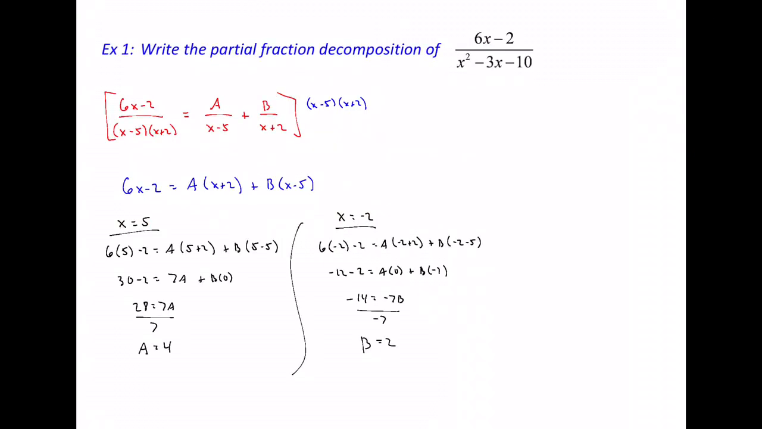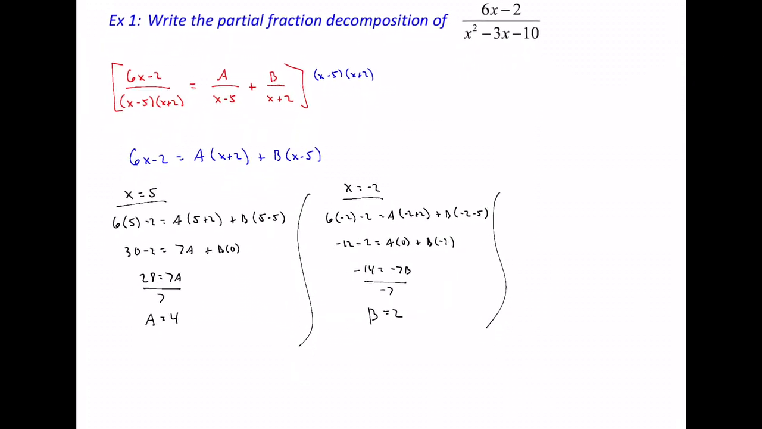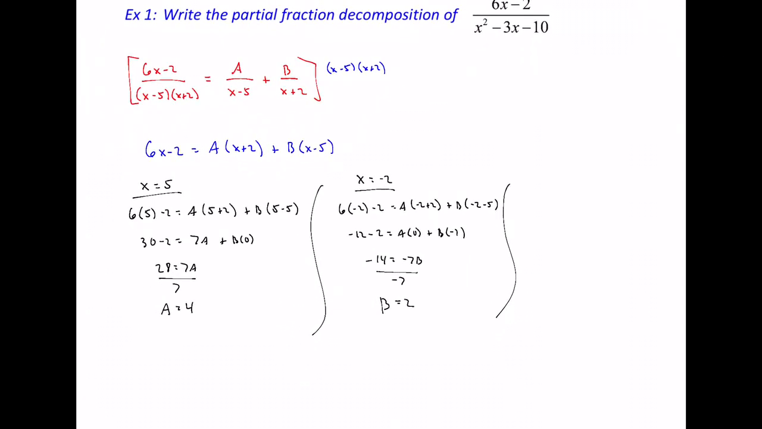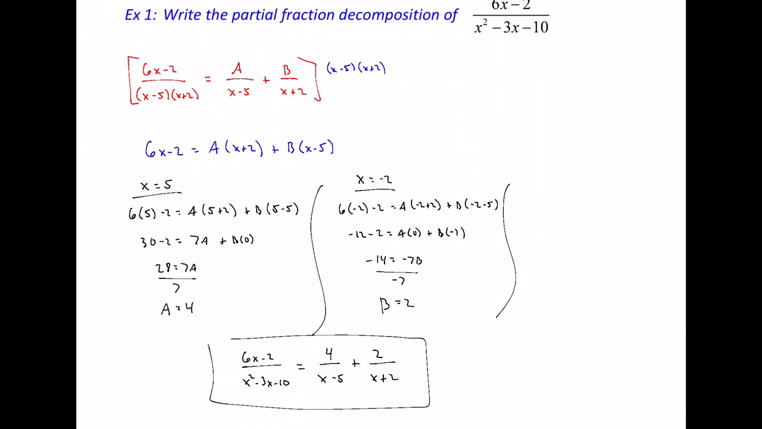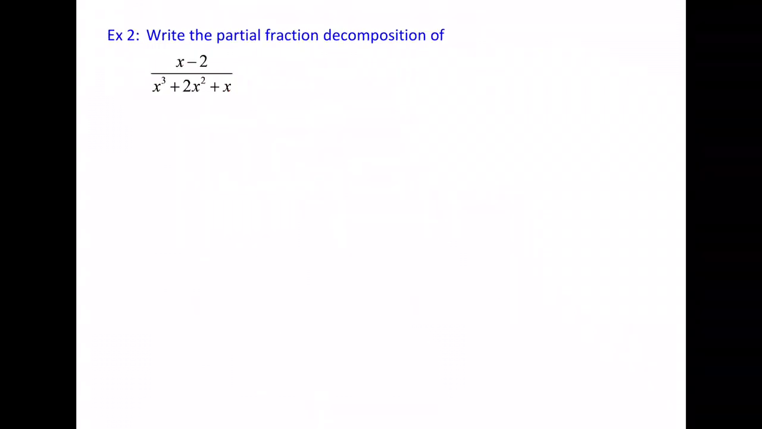We've solved those equations, and now we're going to rewrite as a partial fraction. So the end result here: we go back and rewrite the original 6x minus 2 divided by x squared minus 3x minus 10 is equal to A, which is 4, so that's 4 over x minus 5, plus B, which is 2, so 2 over x plus 2. So those two things are equivalent, and we rewrote it as a partial fraction.